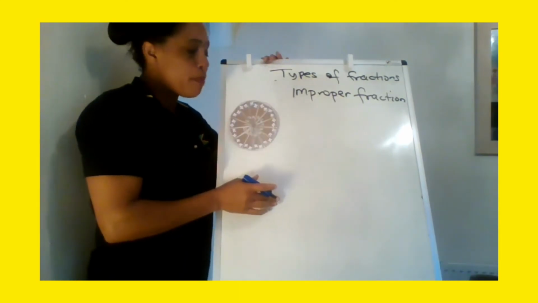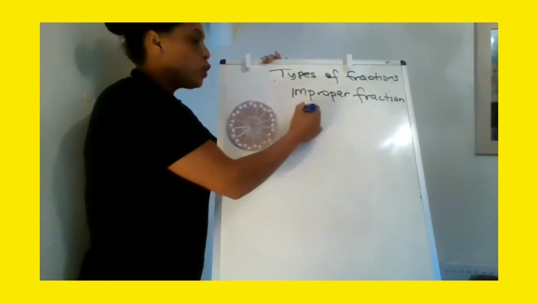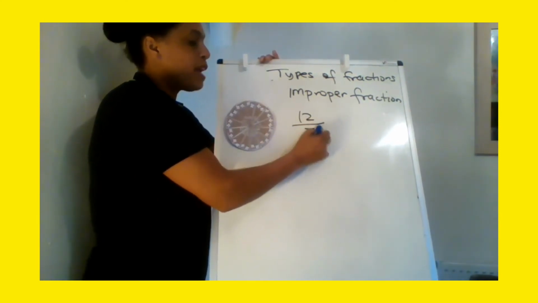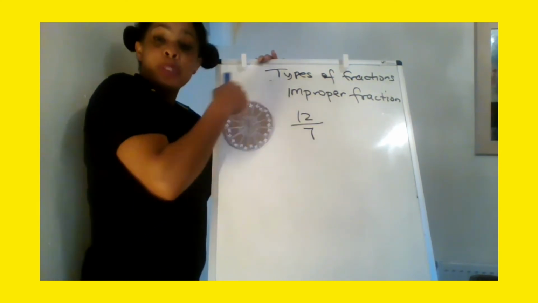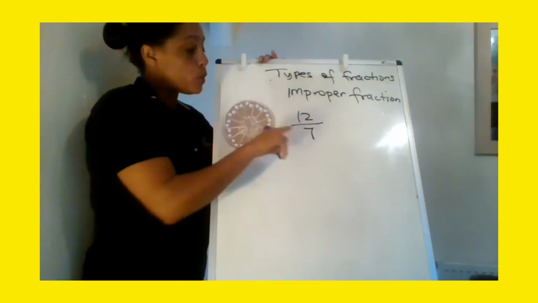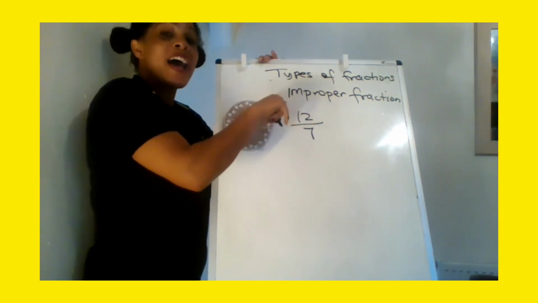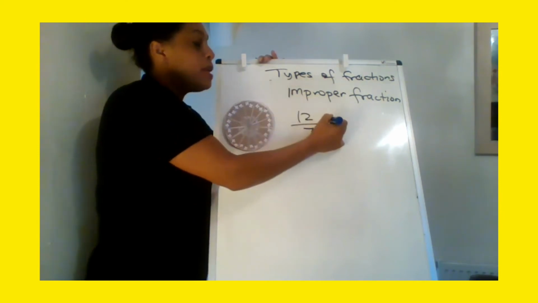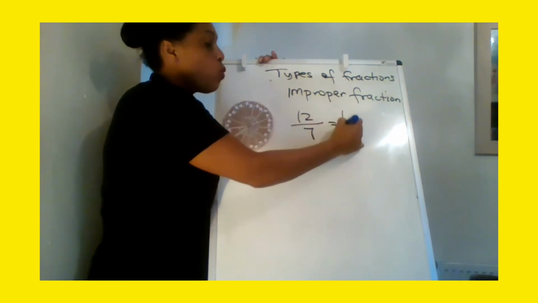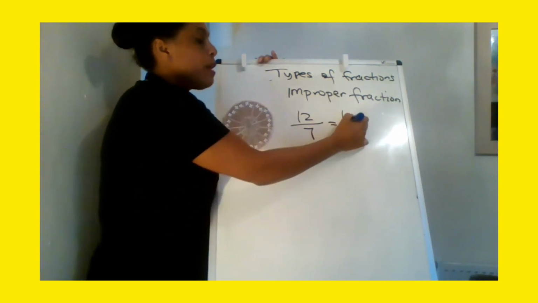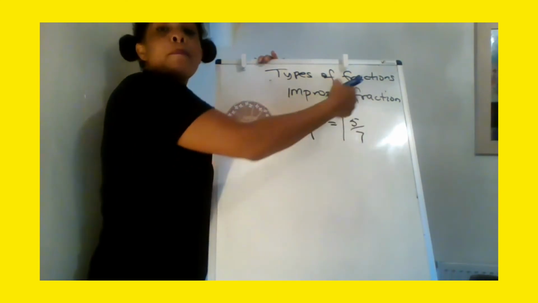So an improper fraction is a fraction that is more than 1. So 12 out of 7, that's more than 1. It means, again, if it was a cake, one cake was cut up into 7 parts, and I have 12 parts, so I have more than 1 cake. So how many 7s can I get out of 12? 1, and I'm left with 5 pieces. So I can change an improper fraction into a mixed number.